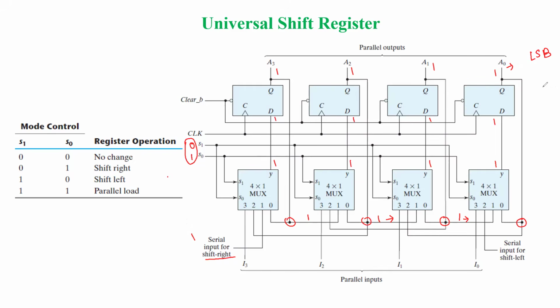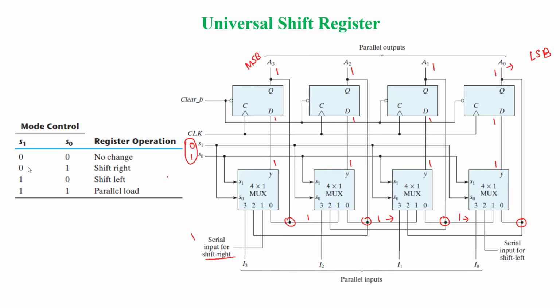But in case of serial in parallel out, at the end of the fourth clock pulse, we'll be able to get all the data input as the output. So here at A0 we'll get the LSB, and at A3 we'll get the MSB when it is going to act as the serial in parallel out. So this discussion is about when it is performing the serial input and going to perform the right shift.